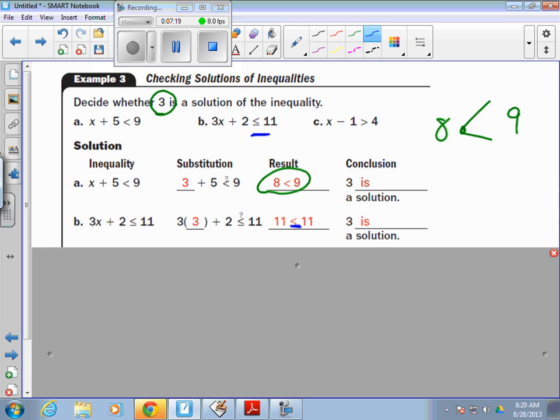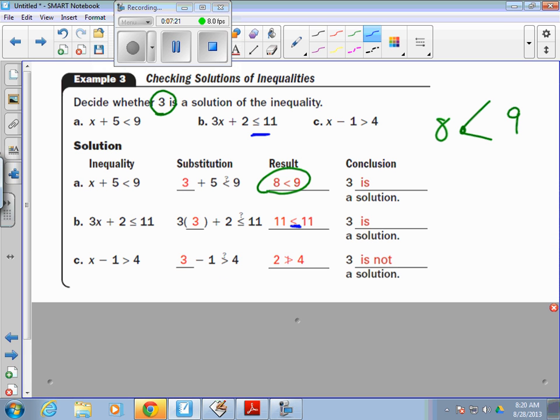And then the last one, x minus 1 is greater than 4. Plugging in 3, 3 minus 1 gives you the number 2. So you have 2 is greater than 4. Notice with this one, the point points to the larger number. We know that number 4 is greater than the number 2. Therefore, it's not a solution. This is not a true statement at the end. It has to be a true statement. And both A and B had true statements. 8 was less than 9, and 11 was less than or equal to 11. But for C, 2 is not greater than 4.